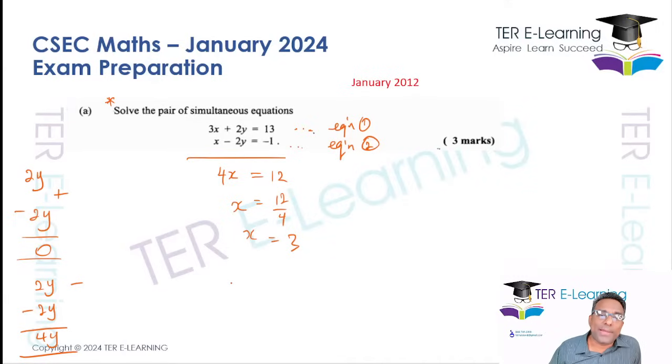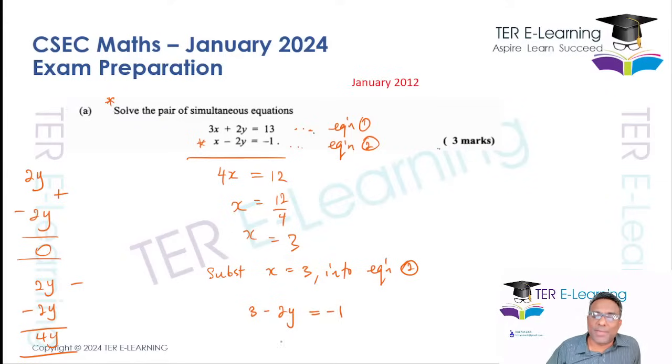Now to get y, all we need to do is just substitute x into any one of those two equations. Doesn't matter which one. But for me, I will use the second one. So we're going to substitute x is equal to 3 into equation 2. So in this case here, you're going to have 3 minus 2y, is equal to minus 1.